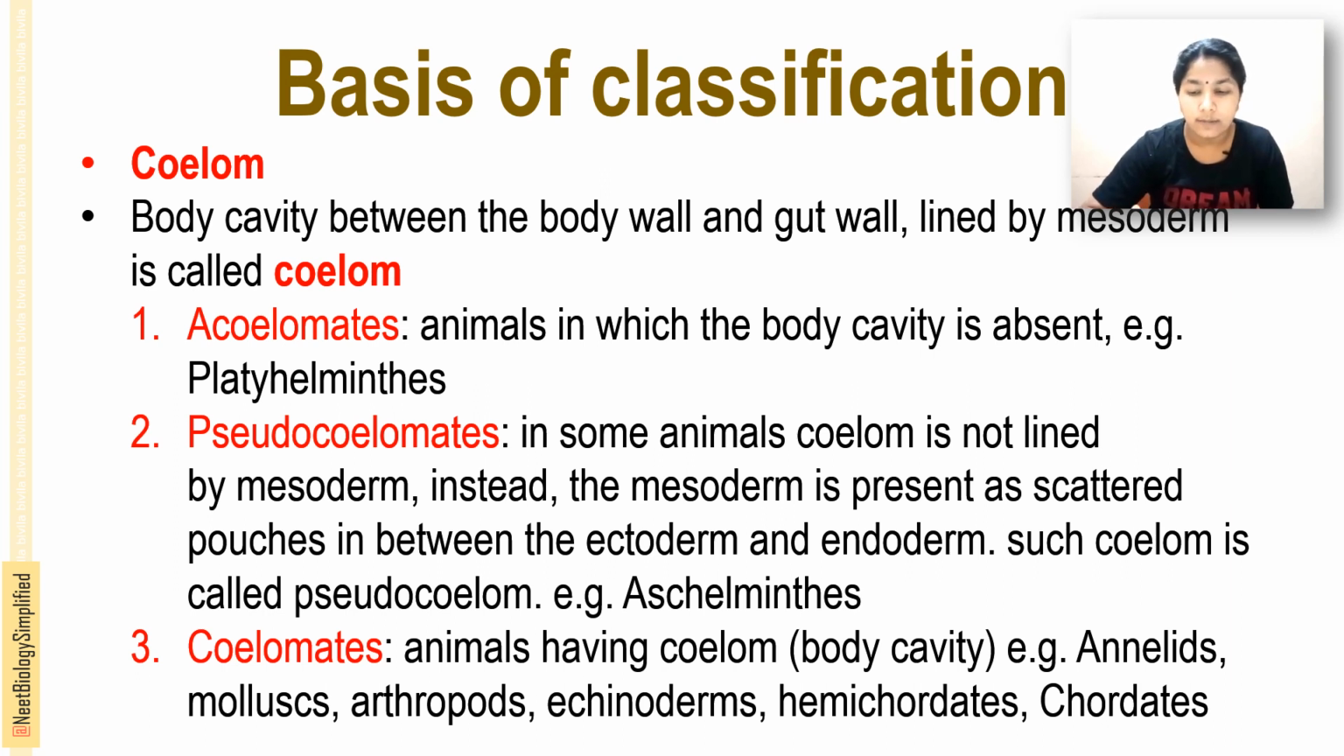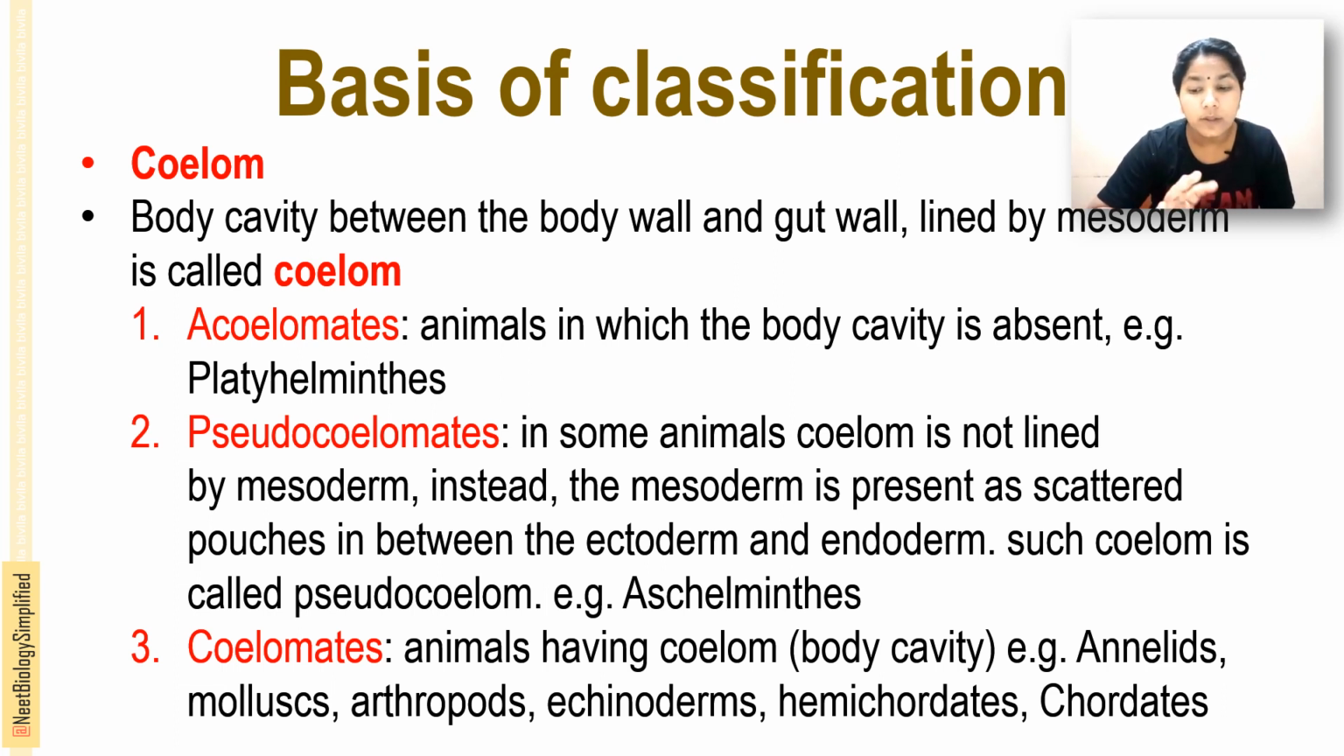Next is a coelom. What is a coelom? Coelom is a body cavity between the body wall and the gut wall, and it is lined by mesoderm. Okay, the body cavity between the body wall and the gut wall lined by the mesoderm is called a coelom. Coelom simply itself called a body cavity. Where is this body cavity present? Between the body wall and the gut wall. And what is the specific feature? It is lined by the mesoderm.